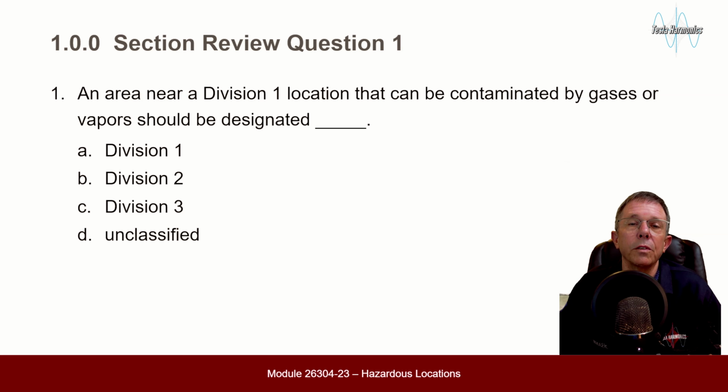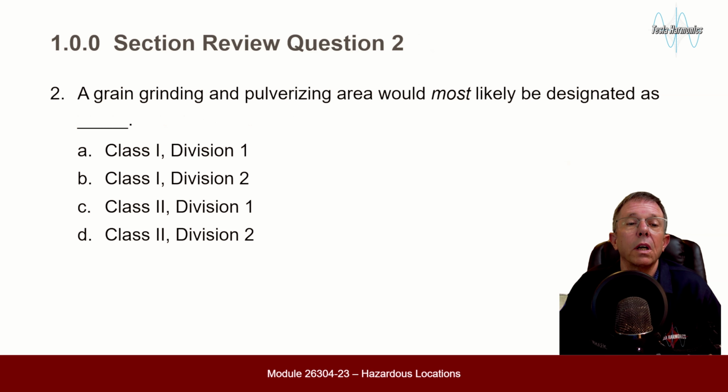and some review questions. An area near a Division 1 location that can be contaminated by gases or vapors should be designated as a Division 1, a Division 2, a Division 3, or unclassified. That's going to be B, Division 2. A grain grinding and pulverizing area will most likely be designated as a Class 1 Division 1, a Class 1 Division 2, a Class 2 Division 1, or a Class 2 Division 2. That's going to be C, a Class 2 Division 1.